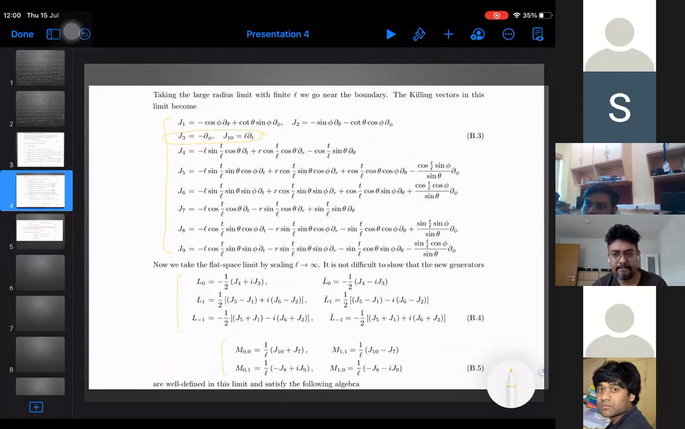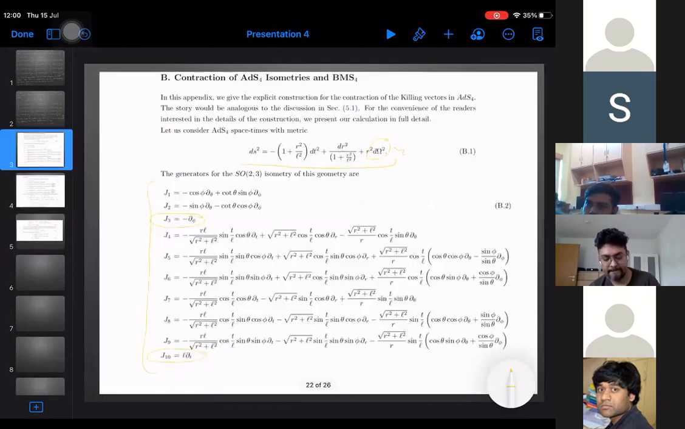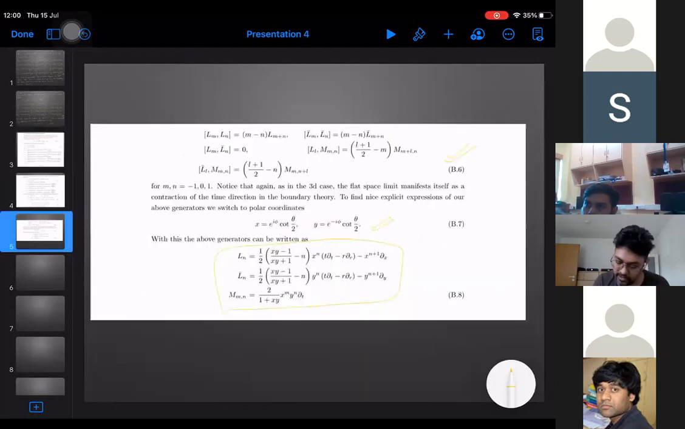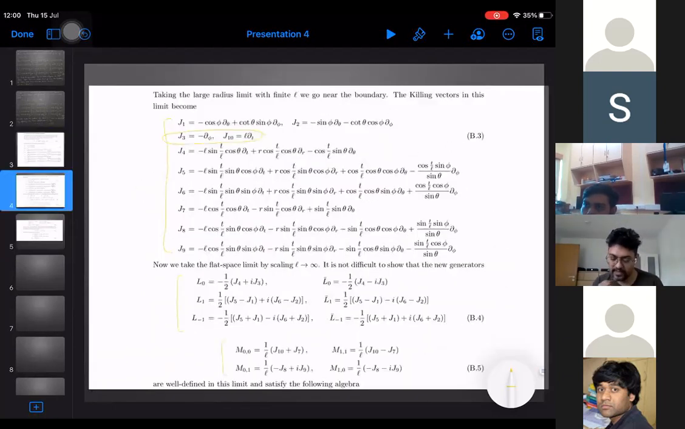Yeah. So actually in this case, the 10 generators which I can see in B.4 and B.5, these 10 generators are just the Poincaré generators, right? I mean, they generate the Poincaré group. So where is BMS here? I mean, where are the non-trivial supertranslations?